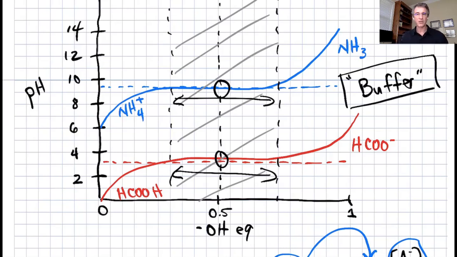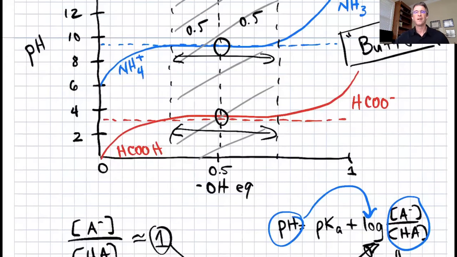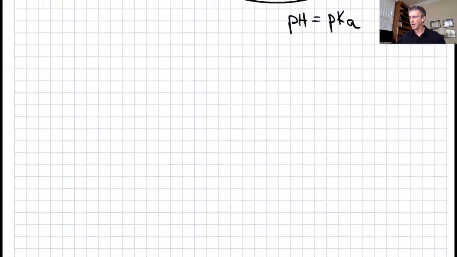Okay, as I mentioned, buffers are most effective about a half a pH unit or so above and below their pK, right? So if you get too far above the equivalence point, you see, of course, those curves start to take off again, and there's no longer any buffering effect, right? So if you're using a buffer in an experiment, you want to try and be within a half a pH unit or so of the pK of the acid or base you're working with.